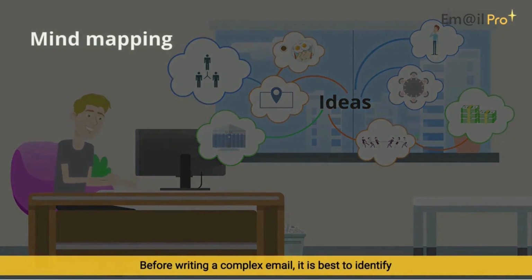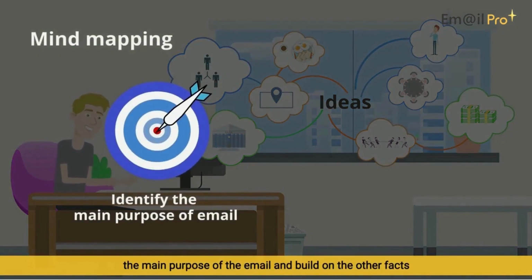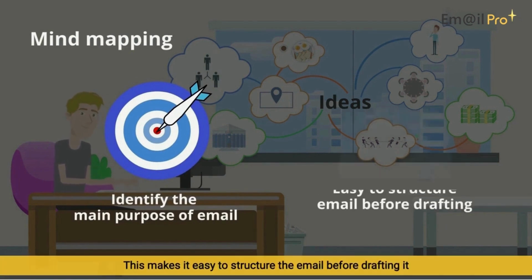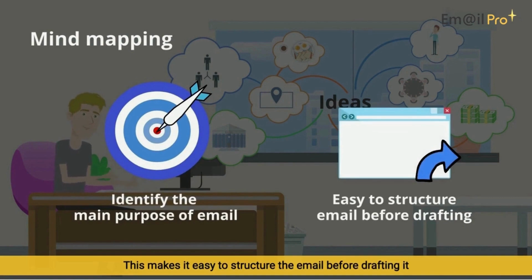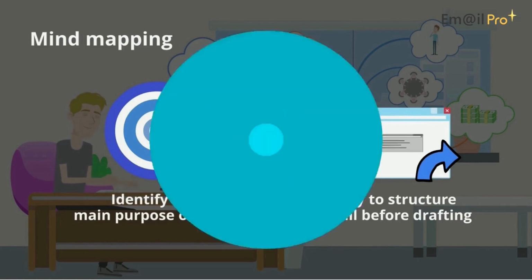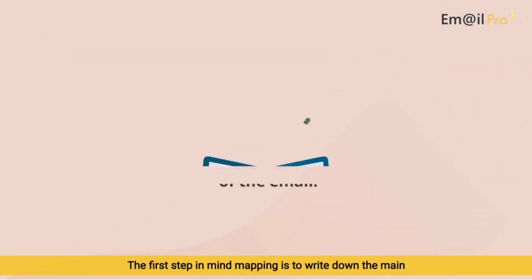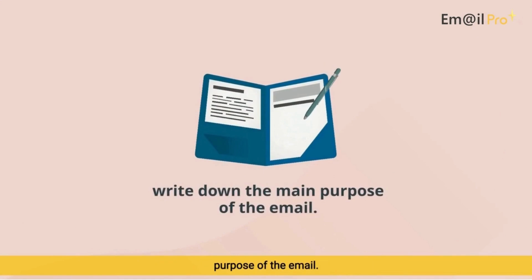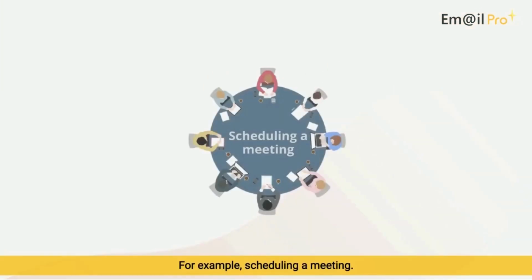Before writing a complex email, it is best to identify the main purpose of the email and build on the other facts that have to be included in the email. This makes it easy to structure the email before drafting it. The first step in mind mapping is to write down the main purpose of the email. For example, scheduling a meeting.